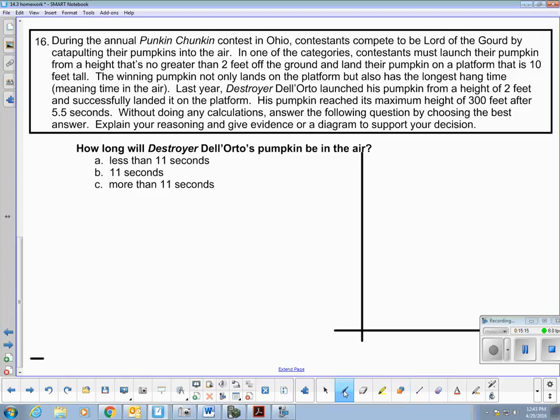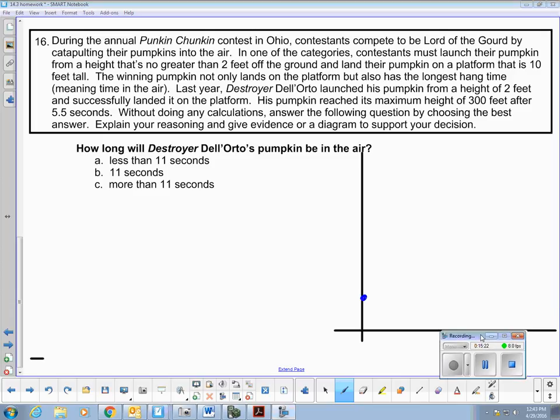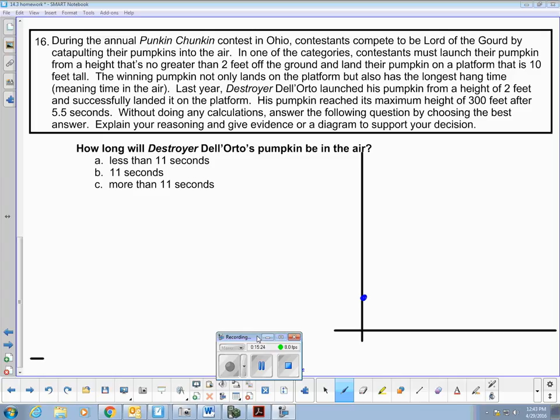My pumpkin is starting 2 feet off the ground. Travel up, and it's going to come back down. However, my pumpkin doesn't reach all the way to the ground. It's going to stop before it reaches the ground, and it's going to land on a platform that's 10 feet above the ground. So let's take a look at what it would do if it didn't land on the platform.